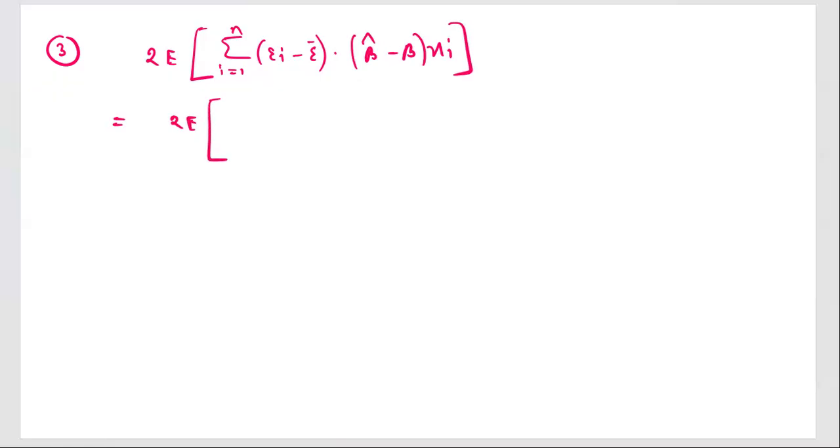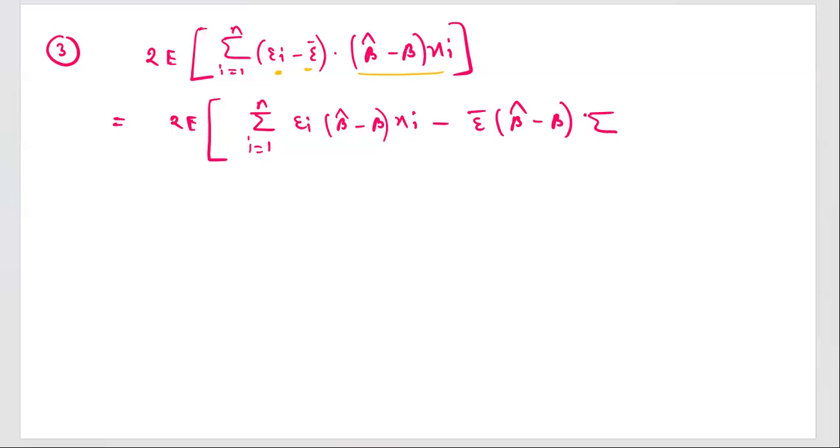So 2 expectation. Now what you can do, you can individually multiply it. So take this epsilon i and multiply with the rest of the thing. So that is what we will do: epsilon i, then you have your beta cap minus beta into xi, minus epsilon bar. Now take the second term and multiply with the rest of the thing. So epsilon bar, beta cap minus beta, and then you have summation i from 1 to n xi. All right. Now we have to find out what will be this term.